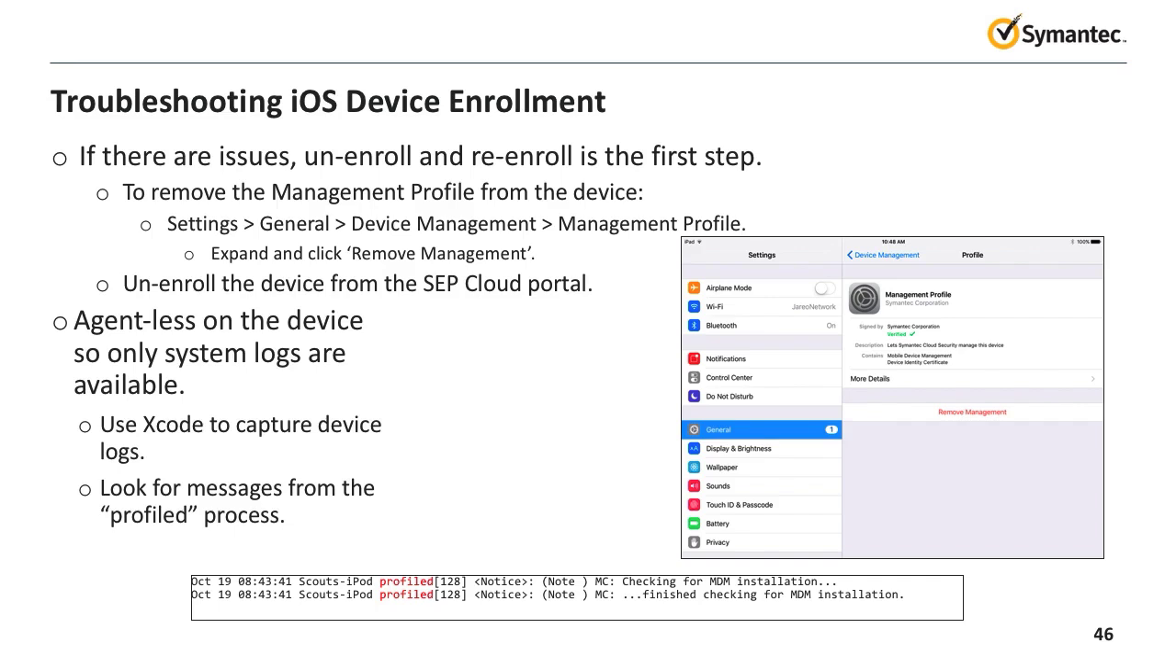If this does not resolve the issue, you may be able to gather further information from the device system logs. As there is no agent on the device, system logs can only be gathered by using Xcode, a development environment for the Mac OS X operating system. Connect the device to the Xcode console by following Apple best practices, and look for log messages from the profiled process as shown.